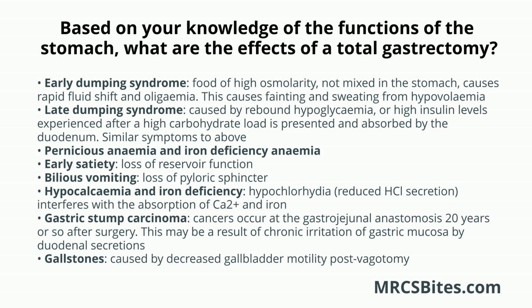Anemia. Early satiety, loss of reservoir function. Bilious vomiting, loss of pyloric sphincter. Hypocalcemia and iron deficiency. Hypochlorhydria. Reduced HCl secretion interferes with the absorption of calcium and iron. Gastric stump carcinoma. Cancers occur at the gastrojejunal anastomosis 20 years or so after surgery. This may be a result of chronic irritation of gastric mucosa by duodenal secretions. Gallstones, caused by decreased gallbladder motility post-vagotomy.